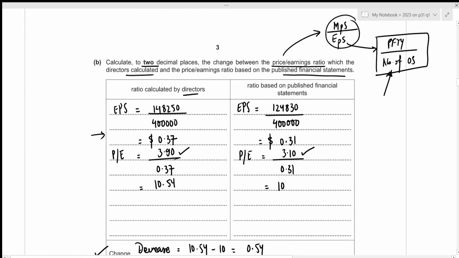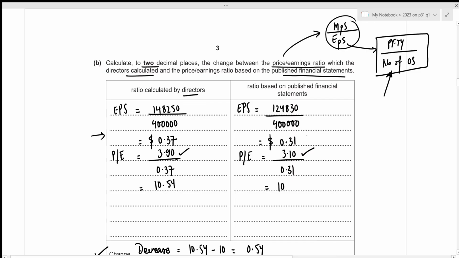Then we can also compare our earnings per share. And remember, the earnings per share previously was 0.37, now it's 0.31. Although the decrease seems to be very low, the percentage change will be higher. Let's calculate the percentage change in this case. So that's going to be the new value 0.31 minus the previous value 0.37, divided by the previous value 0.37, times 100%. And this results in the percentage change of negative 16.22%.